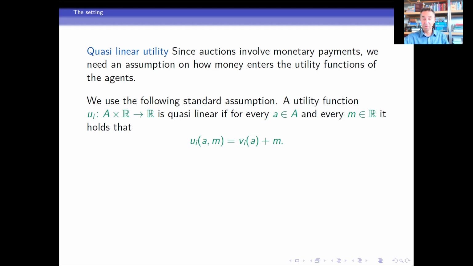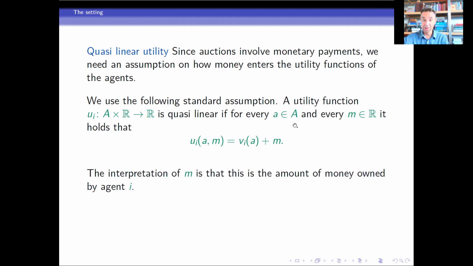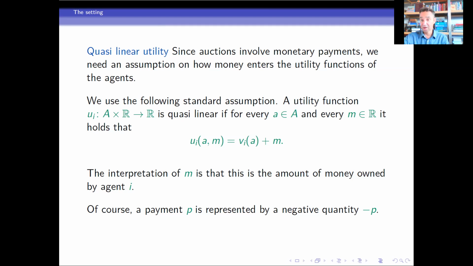It's linear in money, although it need not be linear in A. Maybe it can't be, but at least it should be linear in the amount of money that you own. That means that if you make payments, these are also linearly deducted from your utility. So if you pay an amount b, then your utility goes down by exactly that amount. This is a standard assumption, but it is by no means an innocent assumption. One of the drastic consequences of this is what is called no wealth effect.